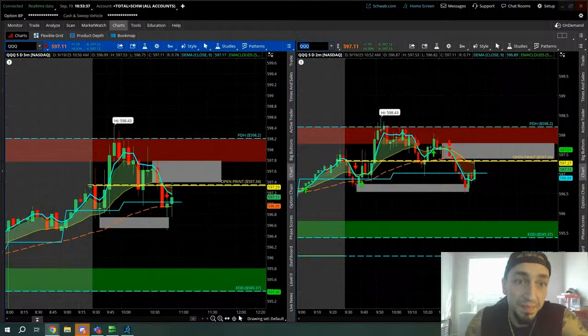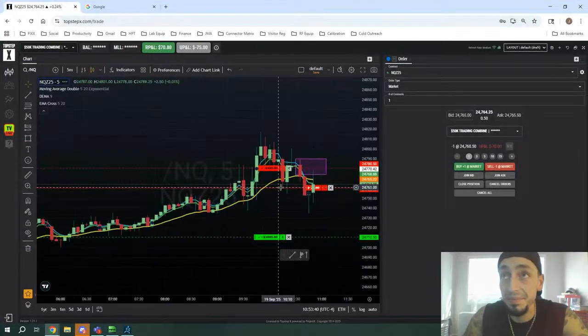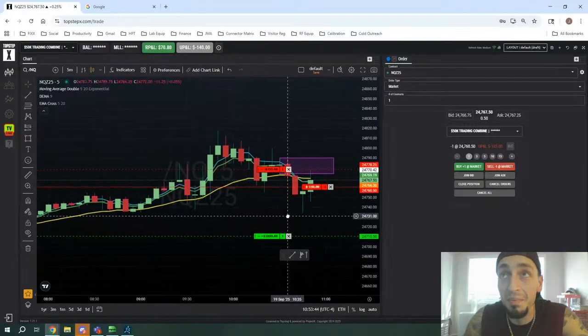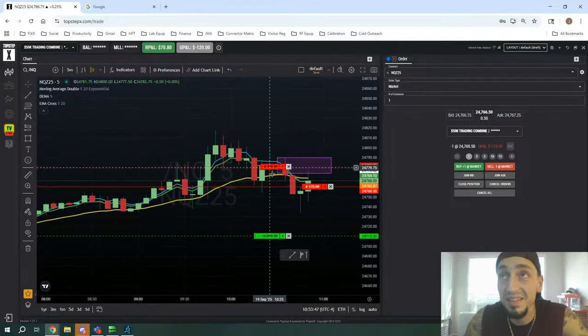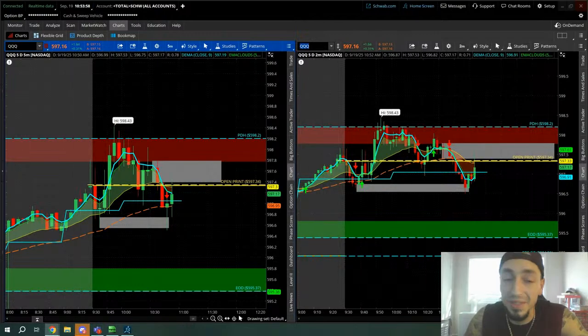I'm trying something here on NASDAQ. I may have rushed it. Let's see. This is a touchy one, guys. I got a horrible fill too. Horrible fill. Let's see what we get. Just playing the area of value here.